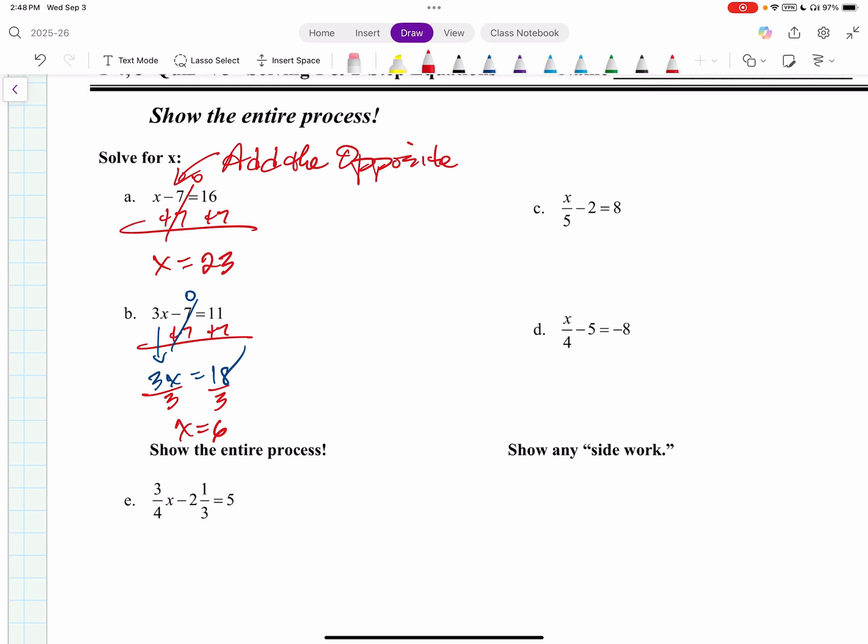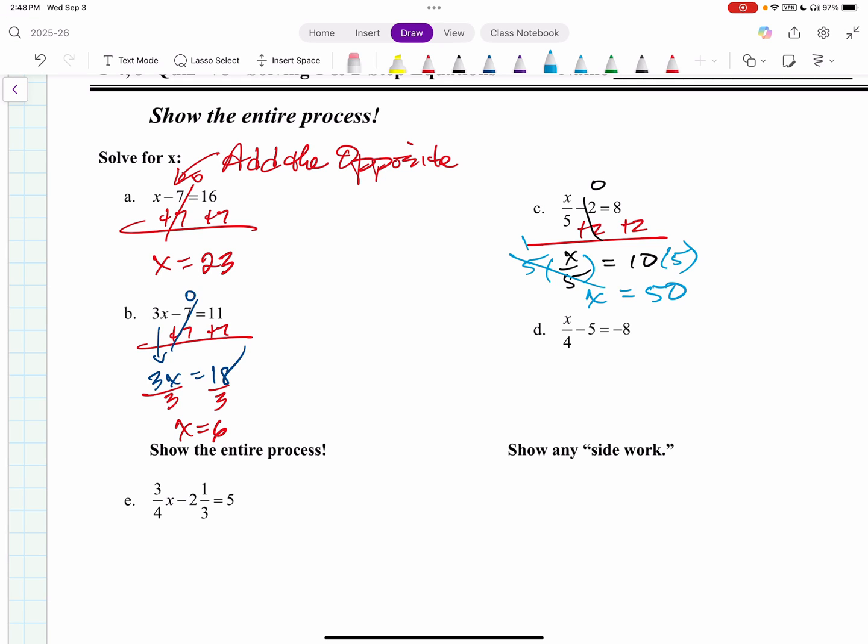On part C, similar thing. We're going to add the opposite. Then we get x divided by 5 is equal to 8 plus 2, which is 10. And the answer is not 2, my friends. 2 divided by 5 is not 10. What we want to do is multiply both sides by 5. Again, inverse: the inverse of dividing by 5 is multiplying by 5. So you show your work here. 5 divided by 5 is 1. 1 times x is x. x is equal to 10 times 5, or 50, which makes more sense.